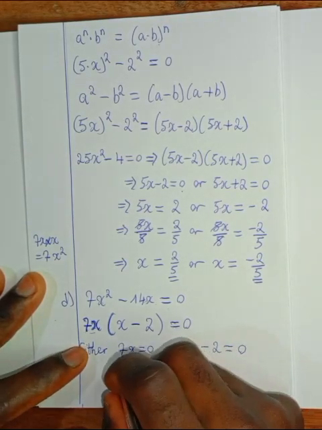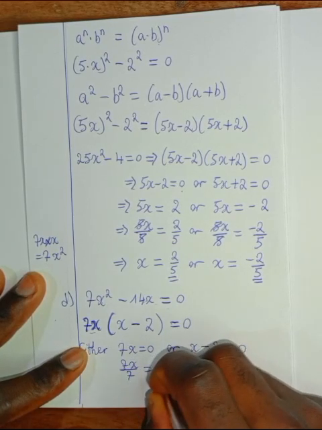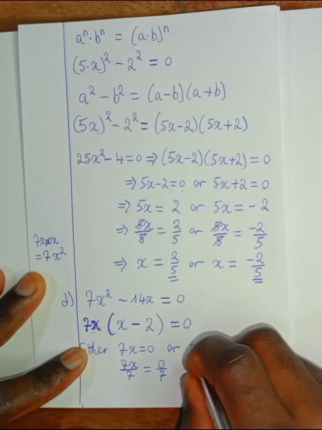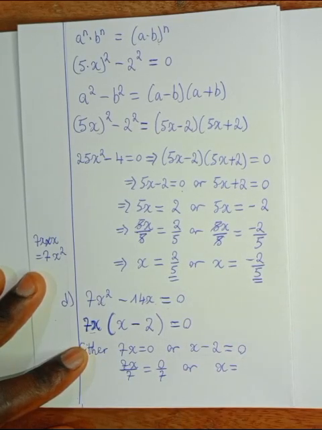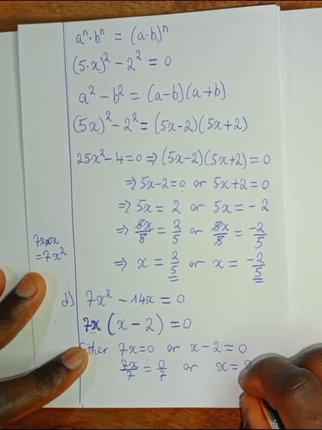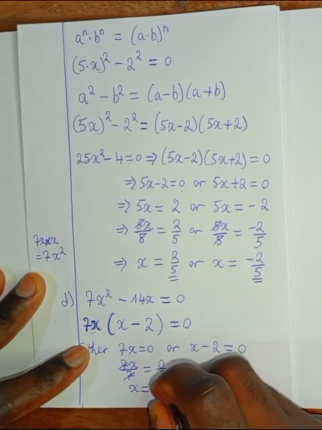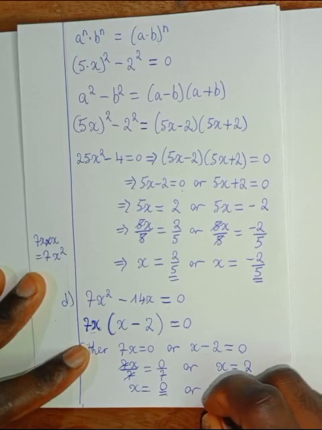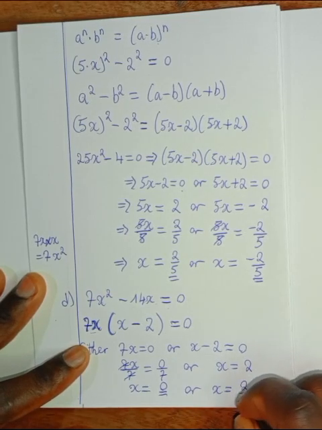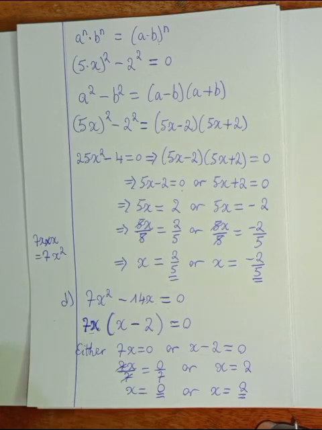Here, for us to get the value of x, we are going to divide both sides by the coefficient of x, which is 7. Or here, x will simply be equal to, we are going to transfer negative 2 to the right hand side, which becomes positive 2. This will give us x here to be equal to 0 divided by 7 gives us 0, or x to be equal to 2. And we are done with the correction of the examples.